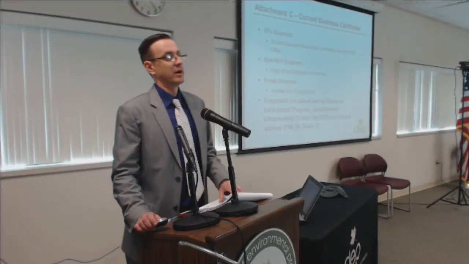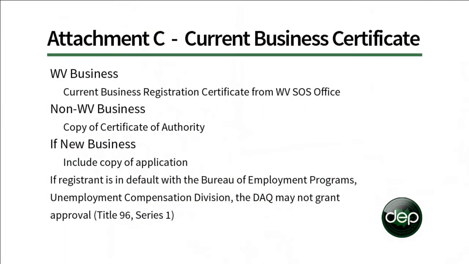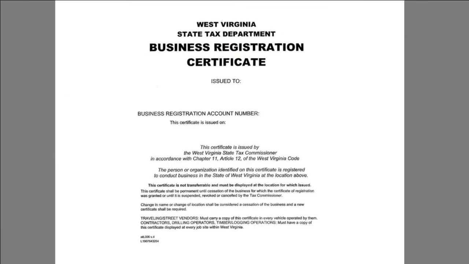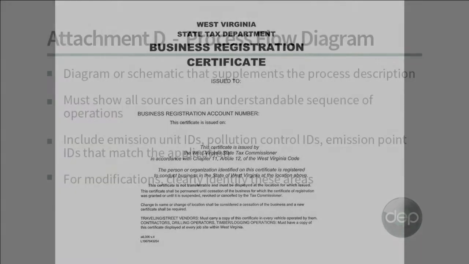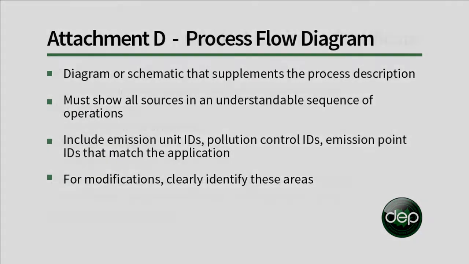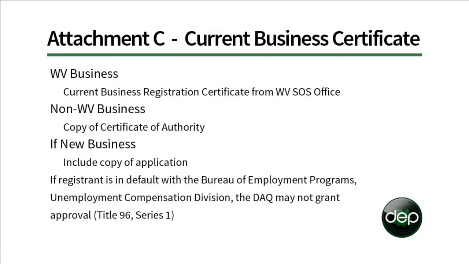Next thing is we require a current business certificate. If you're a West Virginia business, then you get a business registration certificate from the Secretary of State's office. That's all you want, which looks like that. That is what we're looking for when we ask for that from the Secretary of State's office. If it's a non-West Virginia business, you have the copy of the Certificate of Authority. If you're a new business, we need you to send us a copy of the application that you've sent into the Secretary of State's office to become a registered business.